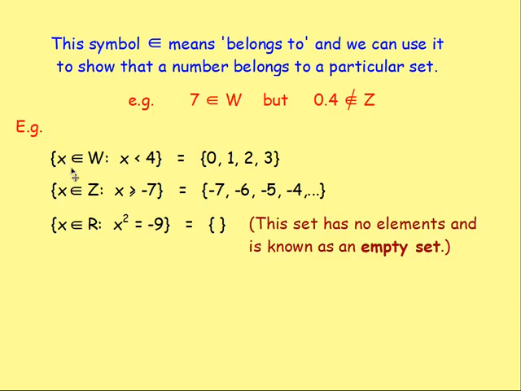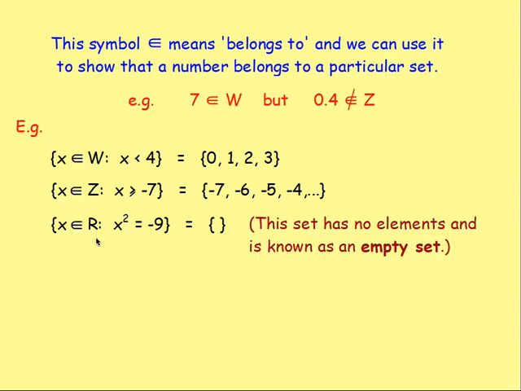If you have x belongs to W, it means that the number you have has to be a whole number and x is less than 4. So in other words, the whole numbers that are less than 4 would be 0, 1, 2, 3. If you have x belongs to Z, then it means x is going to be an integer, and if x is bigger than or equal to negative 7, then you could have negative 7 or every whole number above that, and the 3 dots, it would just keep on going.